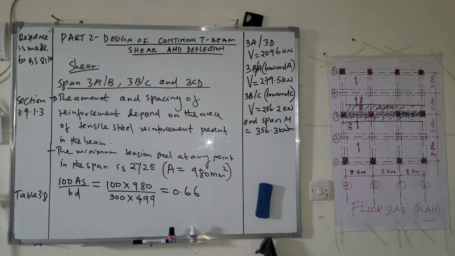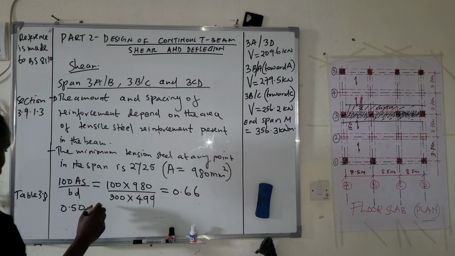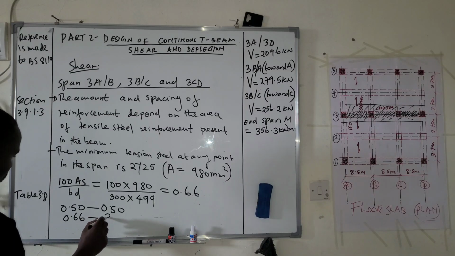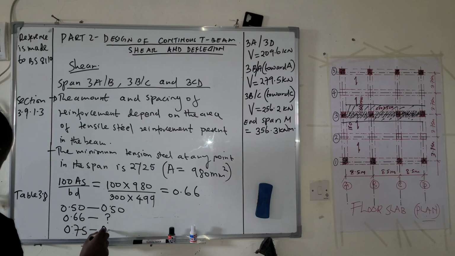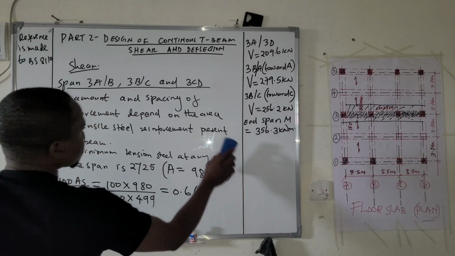So we have obtained the value for 0.50. So this one is 0.50. And then in the middle, you have 0.66. You don't know the value for 0.66. And 0.75, the value here is 0.57. So you will interpolate this one so that you can obtain the value corresponding to 0.66. So this is how you will do it.